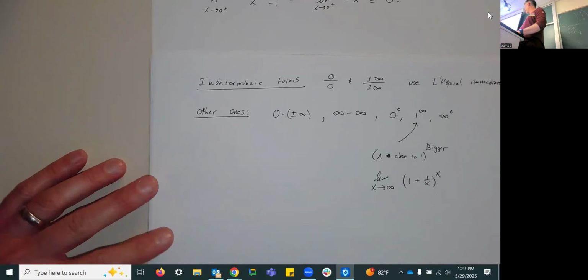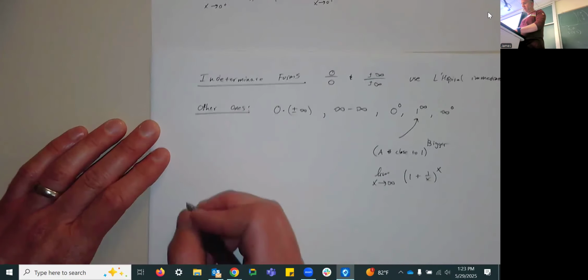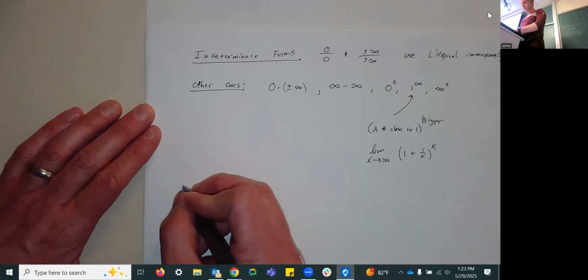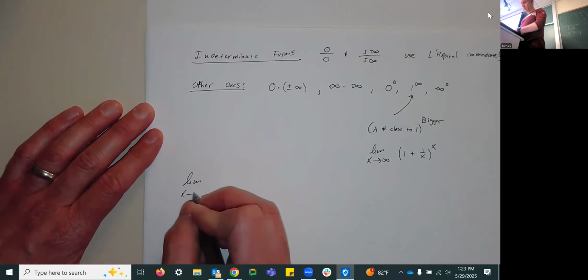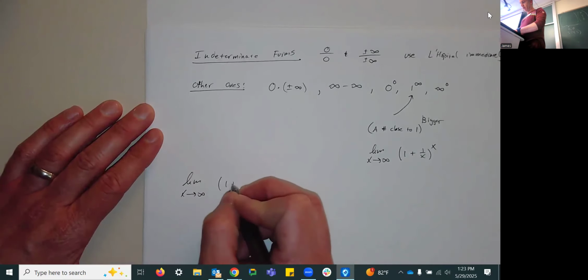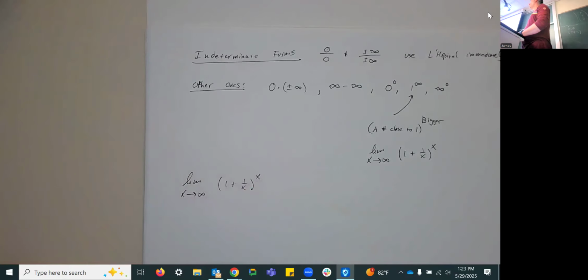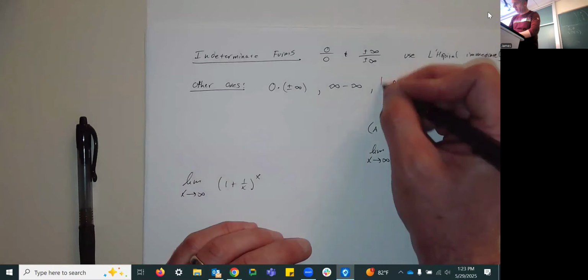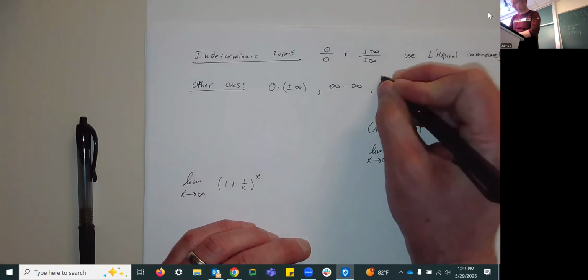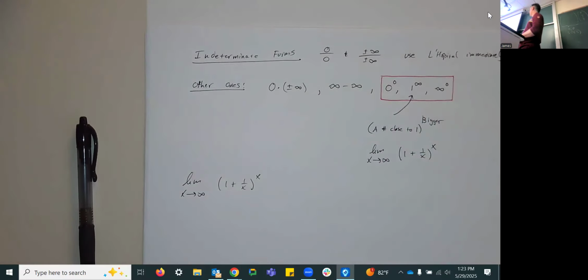So let's actually do that example. How do we deal with an example like this? The limit as x goes to infinity of 1 plus 1 over x to the x power. Whenever you have one of these exponential indeterminate forms, where you have something to a power, we have to use a logarithm. And you have a choice of how to do it.